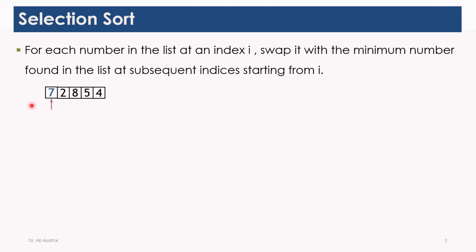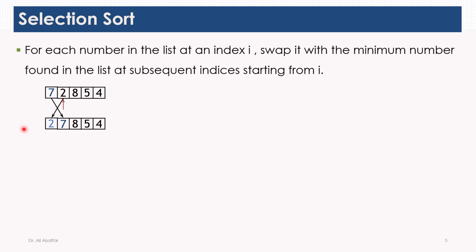So let us see how it works. First, we will check 2, and then we will check 8, and then we will check 5, and then we will check 4. Now, which one is the minimum? The minimum is 2, so we swap it with 7, and at the end, 2 and 7 are swapped, so 2, the first minimum, is put at index 0.